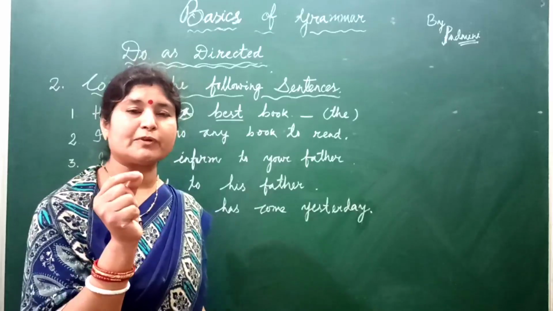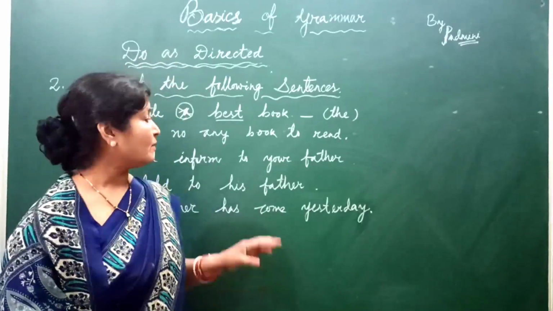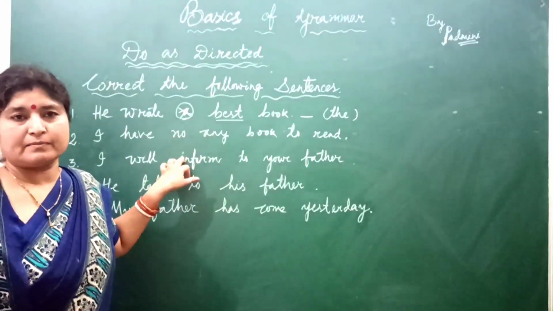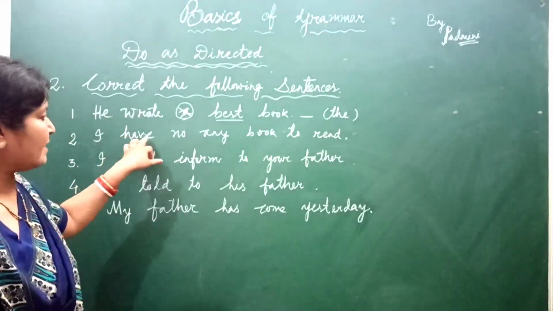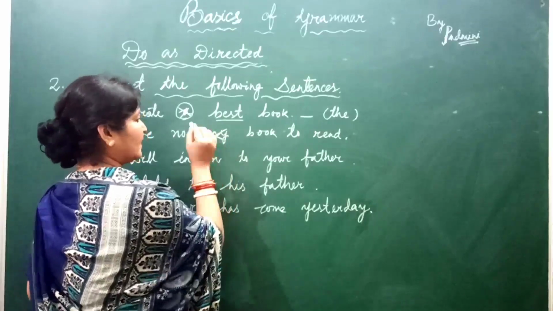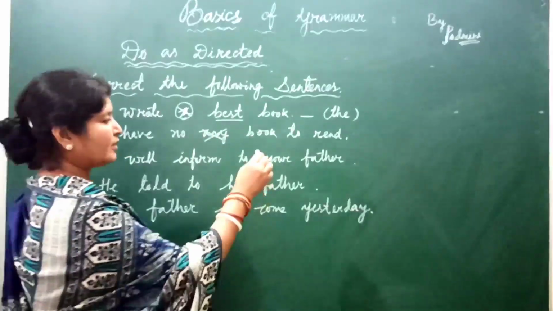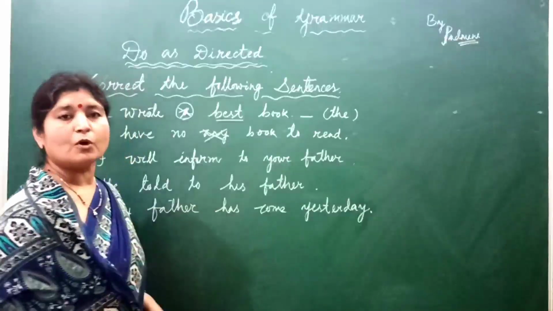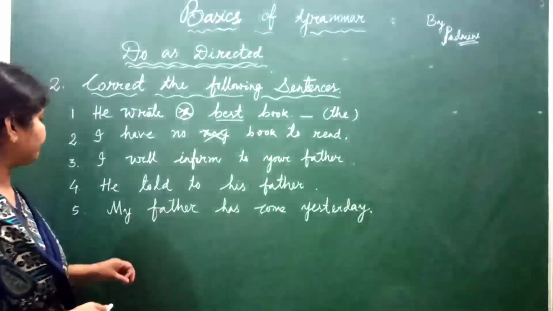Which is always used with negative sentences. But here both are negative. So we must use here, I have no book to read. So "any" we have to cut here. We should not use "any". We have to omit it or cut it.